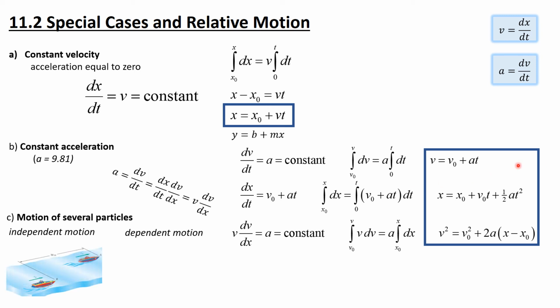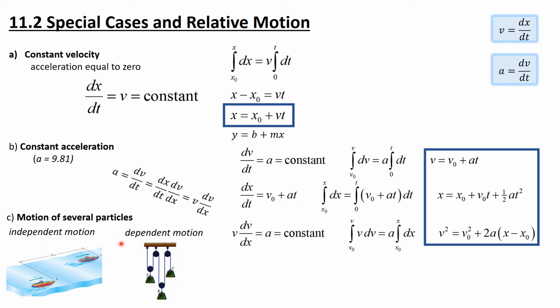So independent motion, that would be like these two boats. There's not a rope between them. There's no magnetic fields between them or something. Whatever boat B is doing has no bearing on what boat A is doing. They're independent of one another. They're not connected to one another.